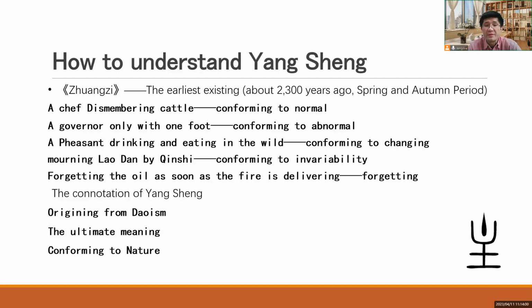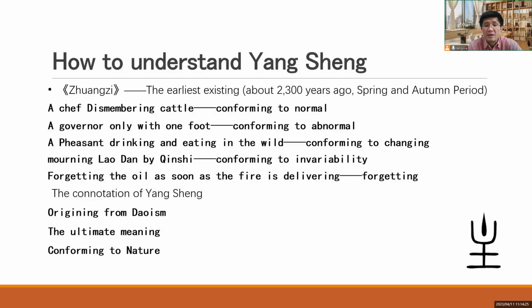He believed that the mourners had their own reasons for grief, but they had all forgotten the original aspiration and identity, which was not what Lao Tzu needed during his lifetime. Here, the original aspiration is compared to Yangsheng.